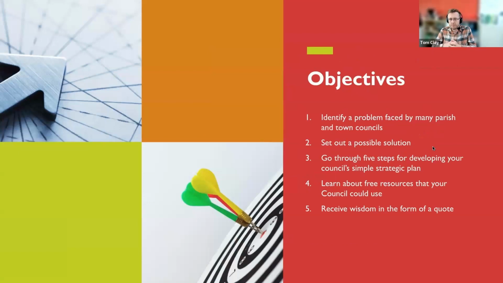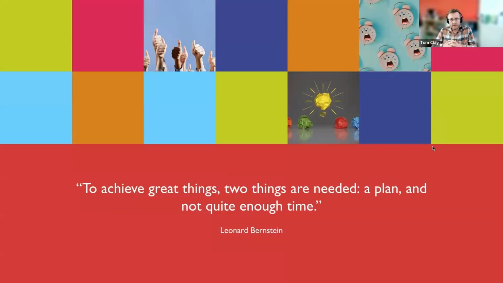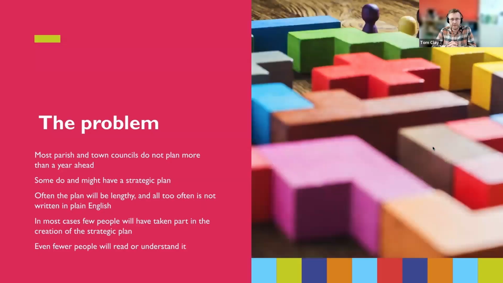So I've set out some objectives there, which are going to try and identify a problem, set out a possible solution, go through some steps for creation of a plan. You're going to learn about some resources, and then we start off by getting some inspiration in the form of a quote. So to achieve great things, 2 things are required: a plan and not quite enough time. I think every parish and town council will agree that they don't have enough time. So that's already one of your boxes ticked there. So congratulations on that.